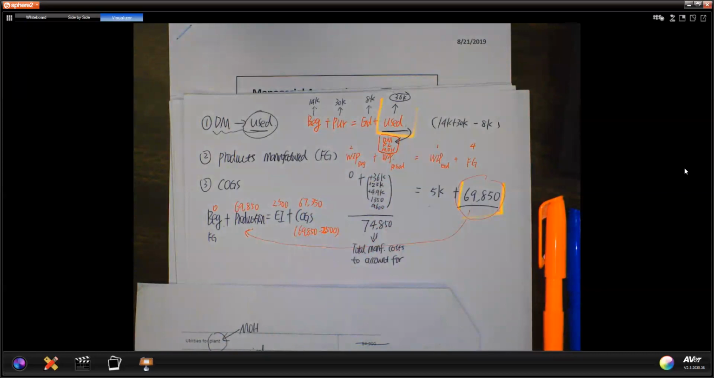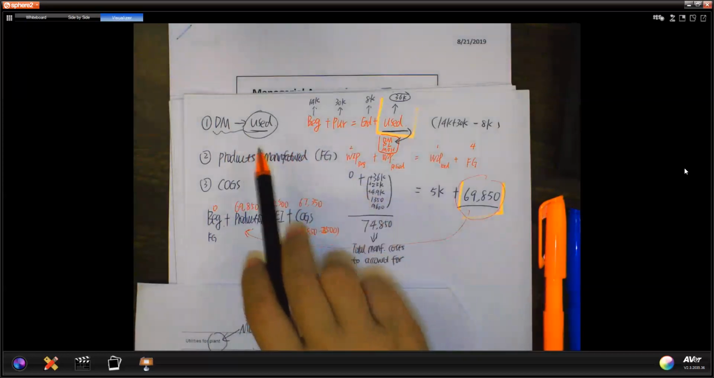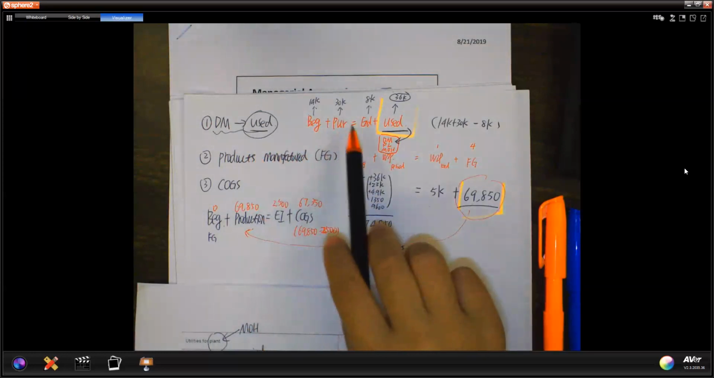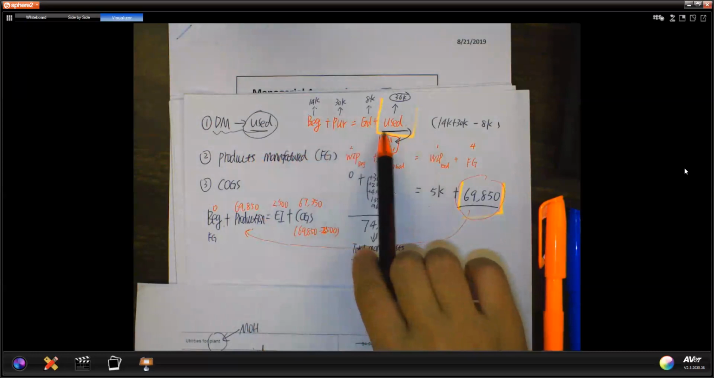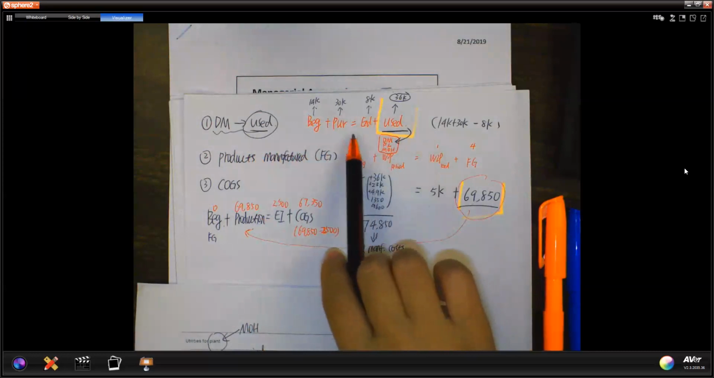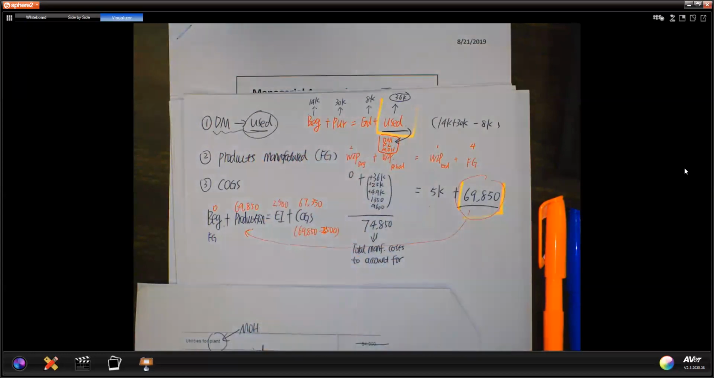It takes more practice compared with the merchandisers. So always 3 steps. First, how do we get our direct material used? Beginning plus your purchase gives you all the direct material available. Either you use them or you put them as your ending inventory. Second, how do we get the production in this period?